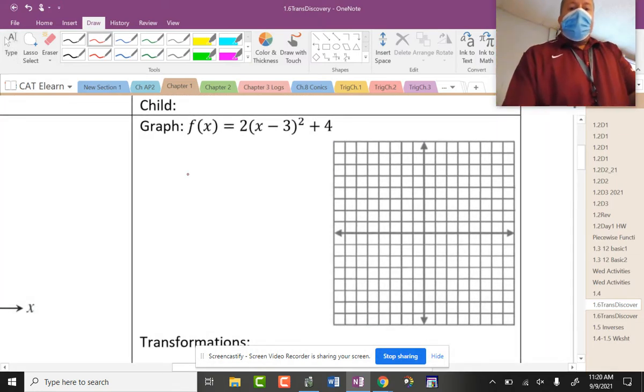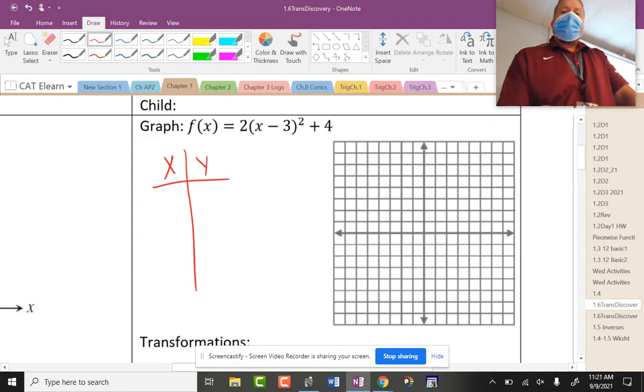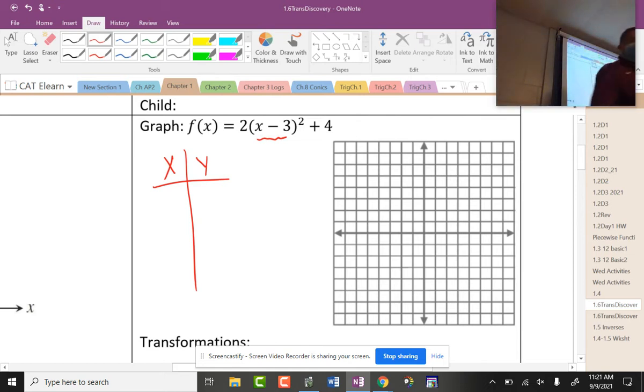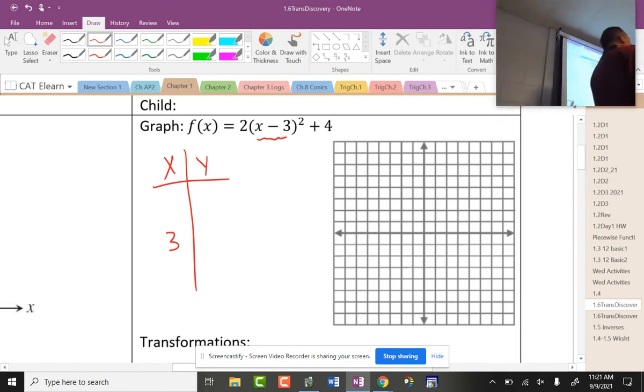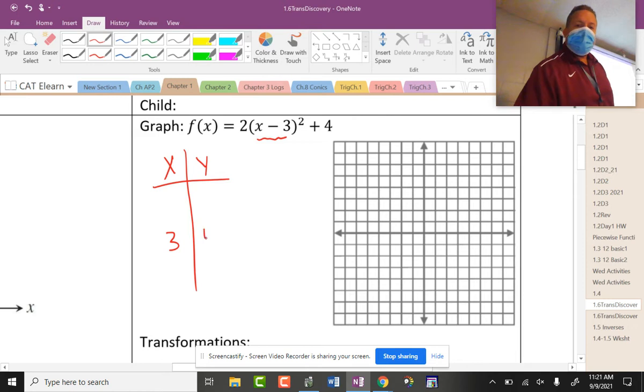Santino, what could I plug in? By the way, input output. That's what we're doing here. What can I plug in here to make the set of parentheses 0? You are correct. And actually, Santino, what I'm showing you is this is going to be the vertex. All right? And then we can say what are the transformations compared to the parent. By the way, Santino, what's 3 minus 3? You said it? 0 squared times 2 plus 4. 4. So that is why this is 1, 2, 3 right, 1, 2, 3, 4 up.